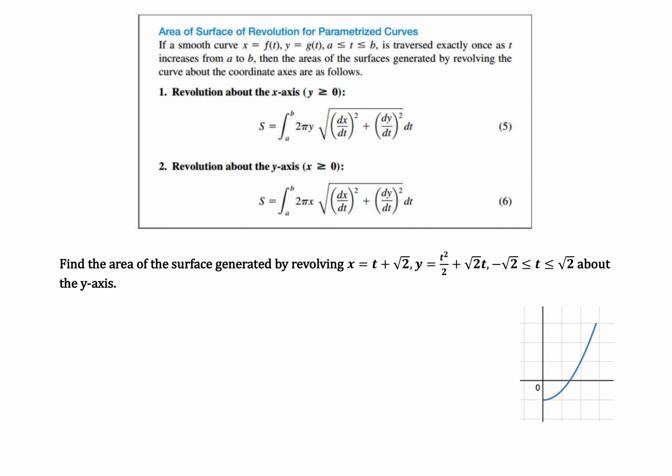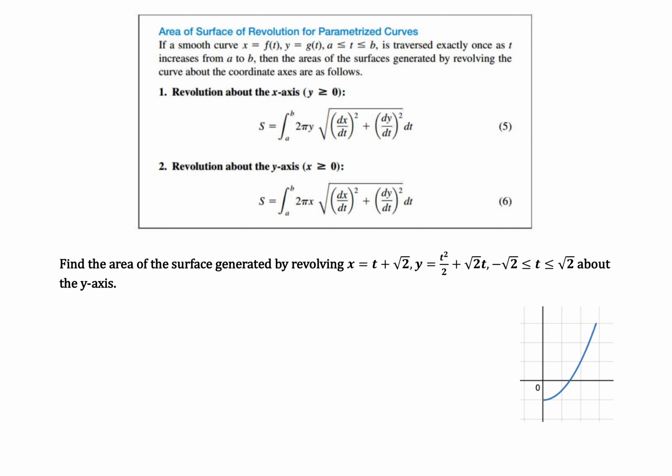For the last example in this section, we're going to look at the area of a surface of revolution. It says if a smooth curve where x is defined as f of t, y is defined as g of t, t ranges between a and b, and it's traversed exactly once, so we're not going to overlap itself, as t increases from a to b, then the areas of the surfaces generated by revolving the curve about the axes are as follows.